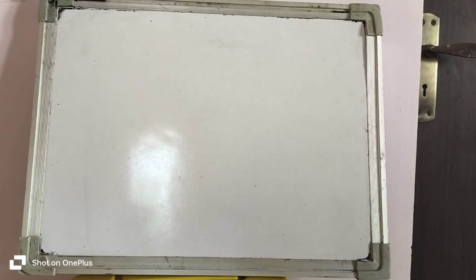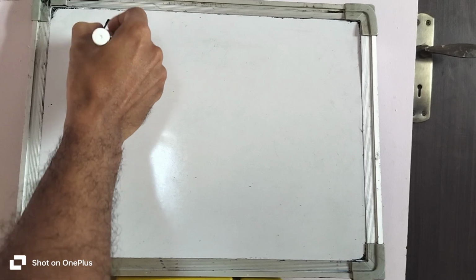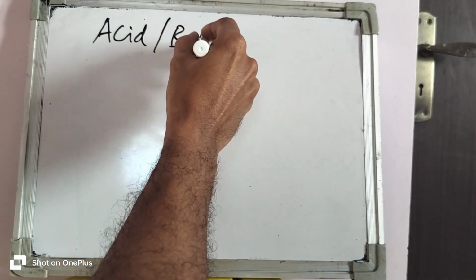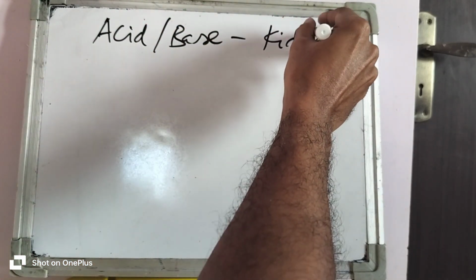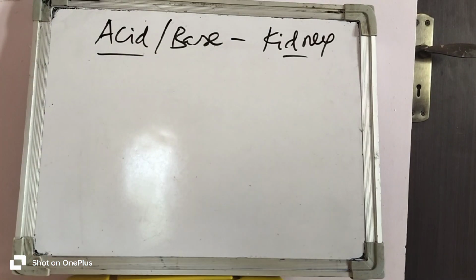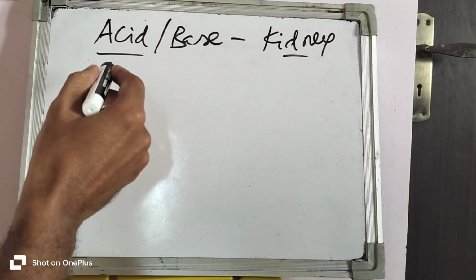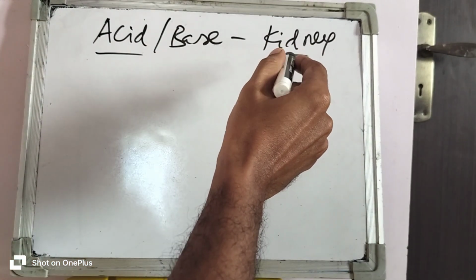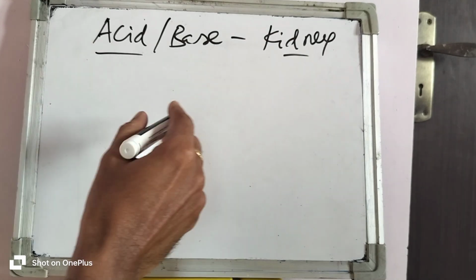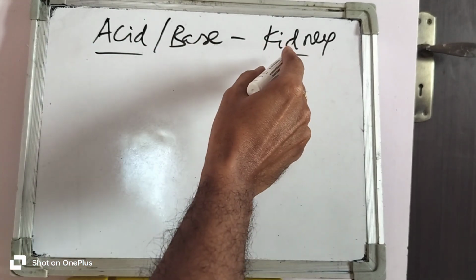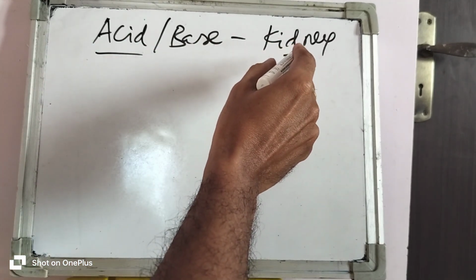So good morning students. Today we are going to see the regulation of acid-base balance by the kidney. If acids are in excess in our body, the kidney will eliminate the acid by excreting acidic urine. If the base is in excess in our body, the kidney will eliminate the base by excreting alkaline urine.